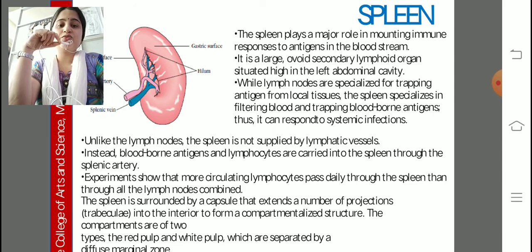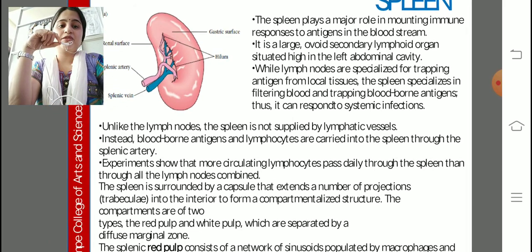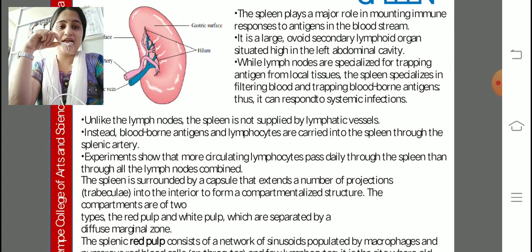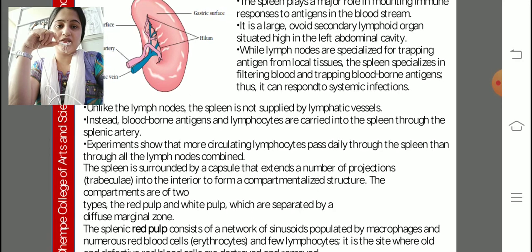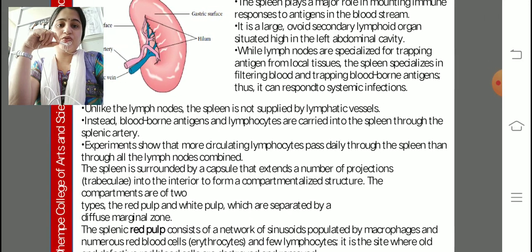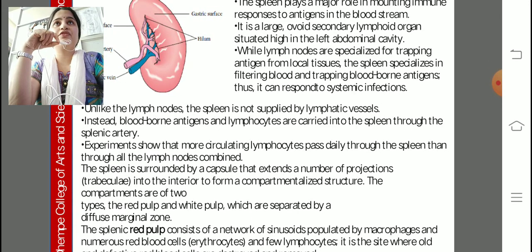So it is used for filtering the blood-borne antigens, and it therefore responds to systemic infections. So here the trapping is in a different way. The lymphatic vessels do not drain into the spleen. Instead, the blood-borne antigens and the lymphocytes are carried into the spleen through the splenic artery. Okay.